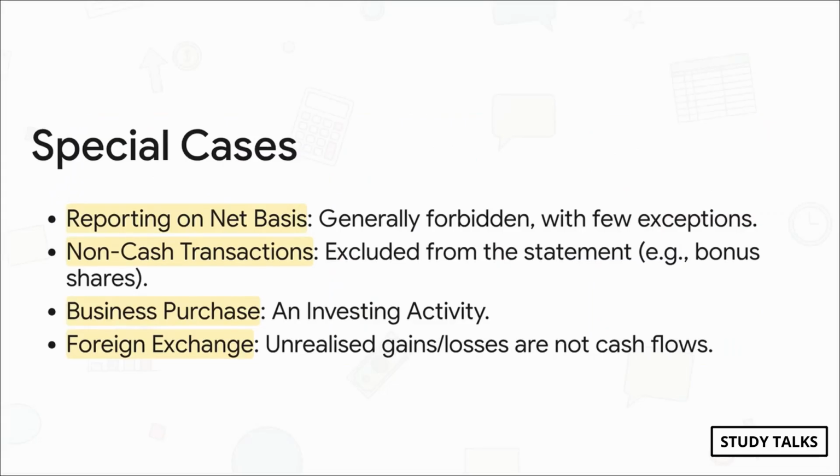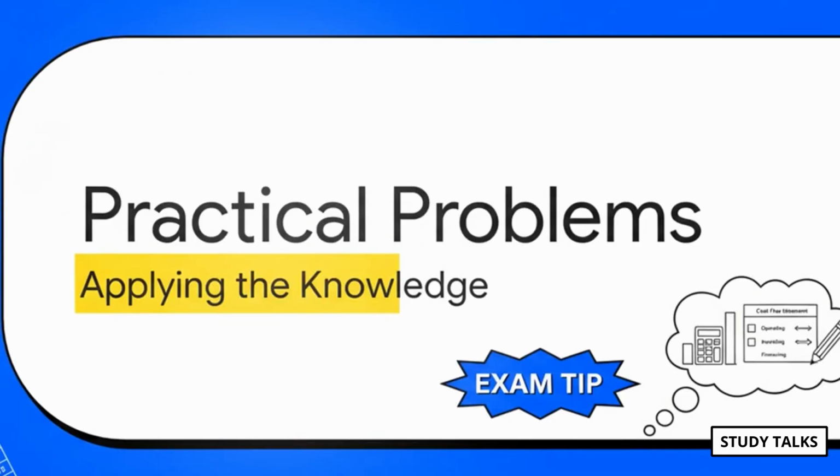Okay, let's talk about some special cases. These are the little details where easy marks can just vanish if you're not careful. First, you have to show gross inflows and outflows, not just the net amount. Second, and this is a huge one, non-cash transactions have absolutely no place in the cash flow statement. Issuing bonus shares, converting debentures into equity, no cash moved, so they don't go in the statement. They get disclosed separately in the notes. Please remember that.